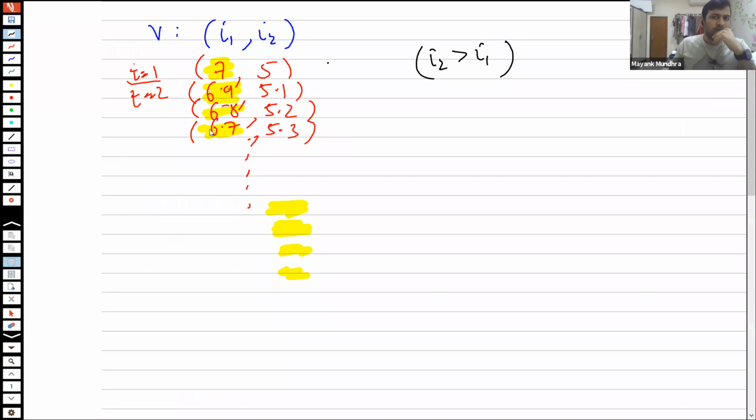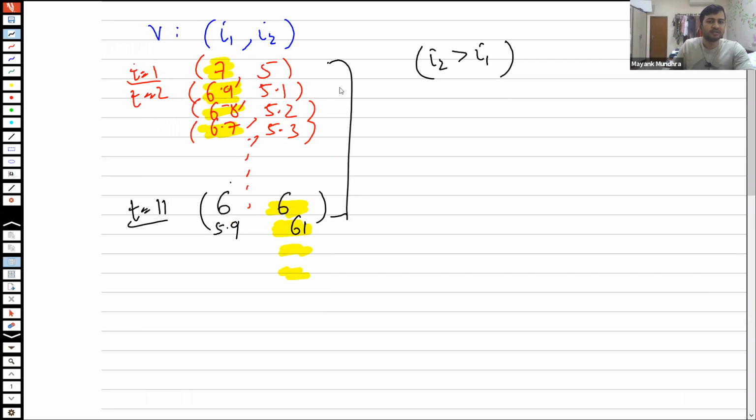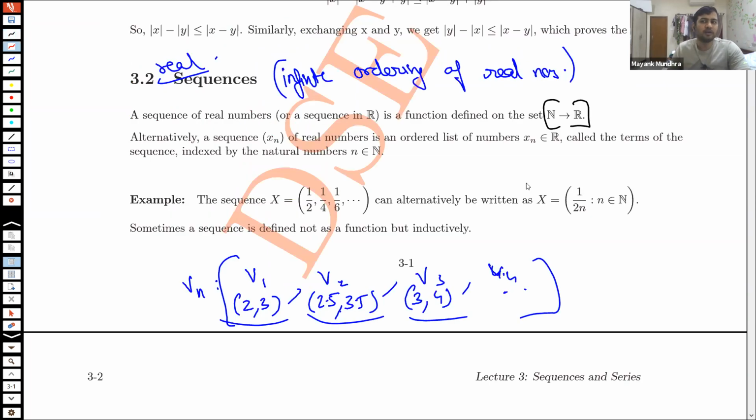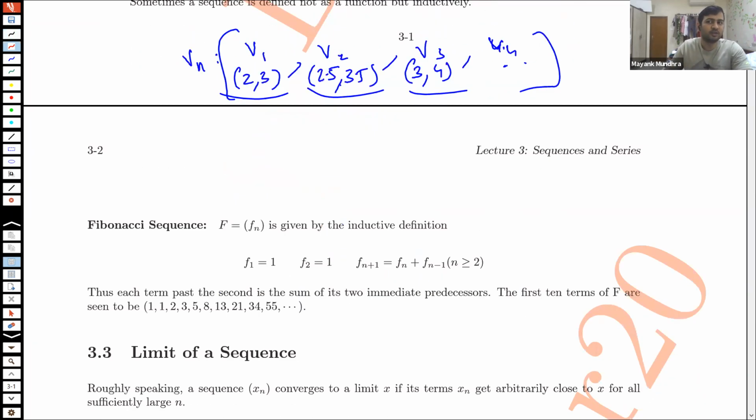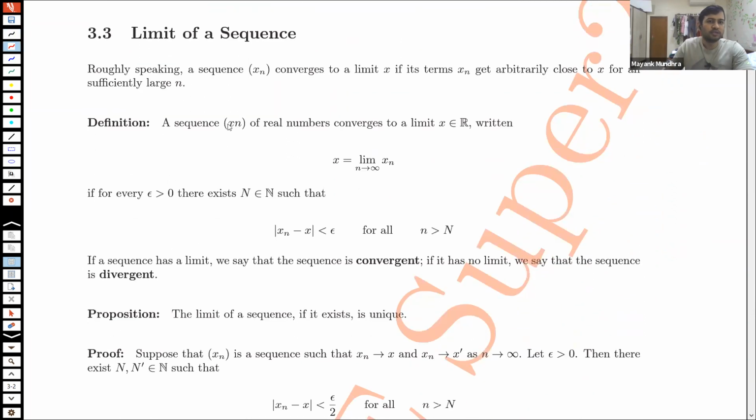Generally, after 10 iterations, this would become 6 and this would become 6. So after 10 iterations, at t equals 11, these both will become equal. After that, this would become 5.9, this would become 6.1, and so on. After this, we'll start investing in that. So for these sequences, we are not interested in infinity. We are only interested in the finite horizon, what happens after 10 periods or 100 periods or so. But in math, we look at what happens to the sequence when it goes to infinity. That is going to be the limit of a sequence.